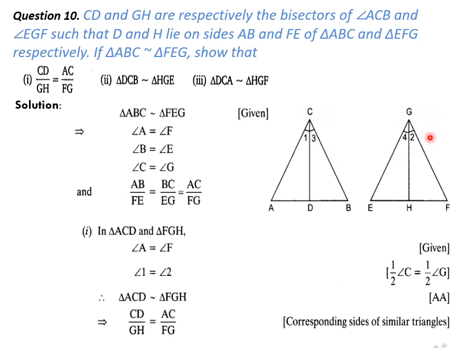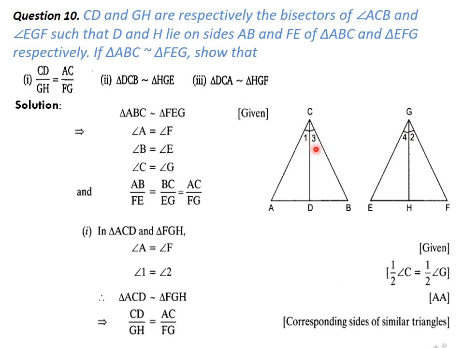Since angle C is equal to angle G, half of their angles will also be equal. So half of angle C will also be equal to half of angle G. What is half of angle C? Angle C has been divided into two equal parts, angle 1 and angle 3. So half of angle C is equal to angle 1, also equal to angle 3. And here half of angle G is equal to angle 4, that is equal to angle 2.